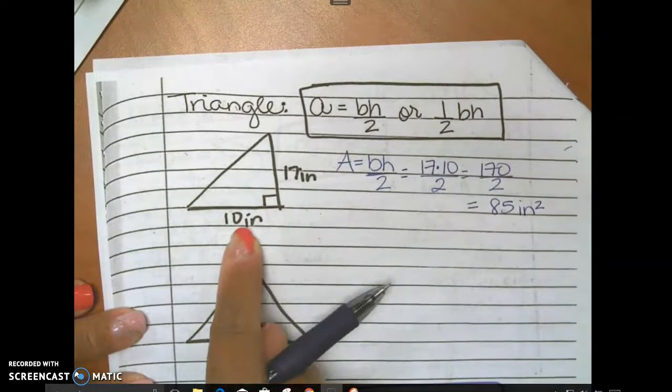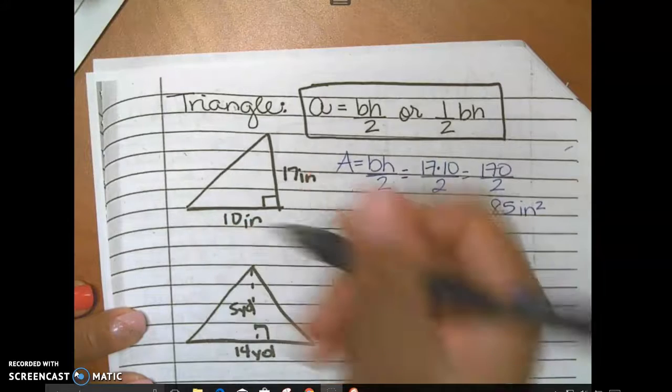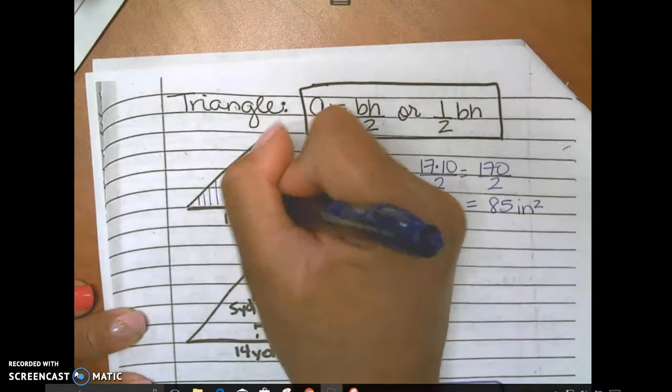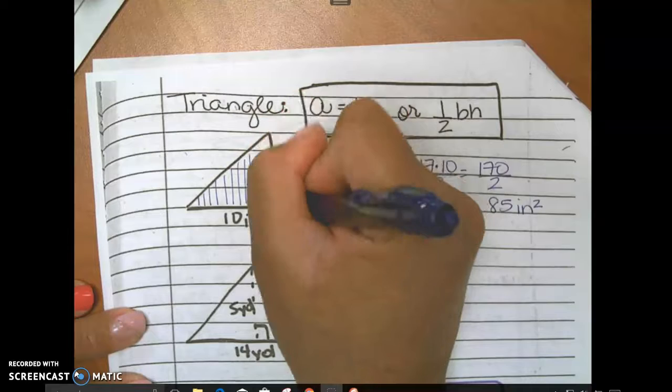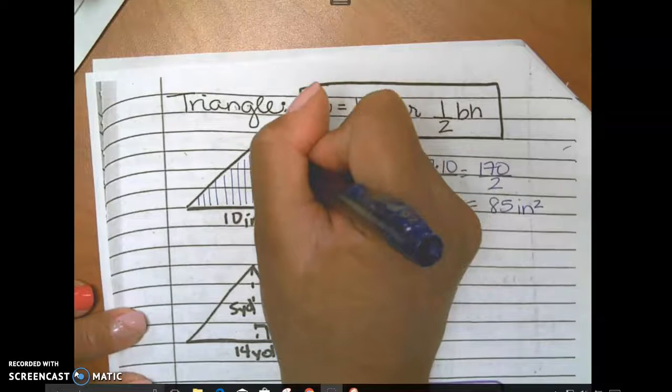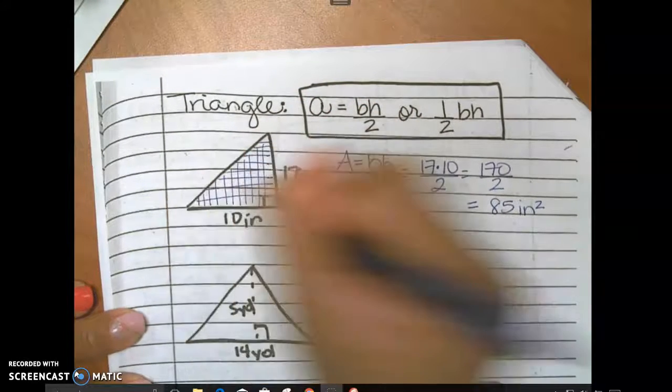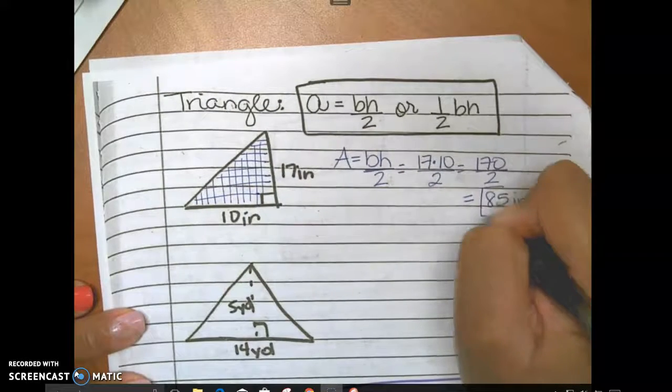Wait, it's a triangle, so would it be square? Yes, because it's square units. That's like me if I had all these lines here, it is going to be square units, and then I'm still going across. Okay? Still going to be square units.